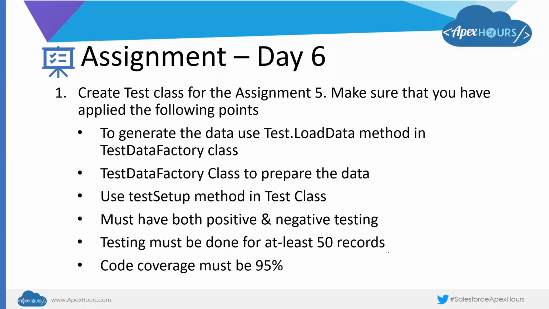And then you need to use a setup method inside your test class so that you can refer to that method and do both positive and negative testing. When we say positive and negative testing, please do put System.assertEquals, assertNotEquals, and assert as well. All three methods should be there. And then do the testing for at least 50 records, and your class must be covered by 95%. If you have got 94%, that is not acceptable as per the assignment, but that is also a good code coverage. And now we are open for questions.